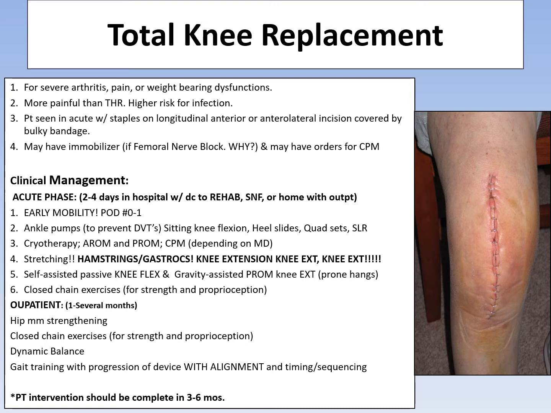You will be teaching them some active range of motion exercises to prevent DVTs, as they have a little bit less mobility than their normal. You can do some cryotherapy modalities to help decrease pain and edema. You also want to look at some muscle stretching. Trying to get the full knee extension is often a challenge.